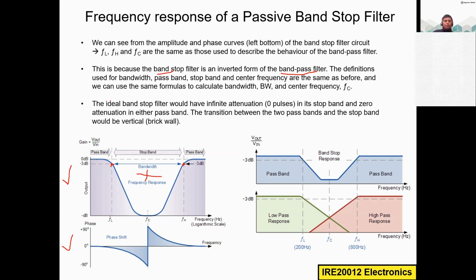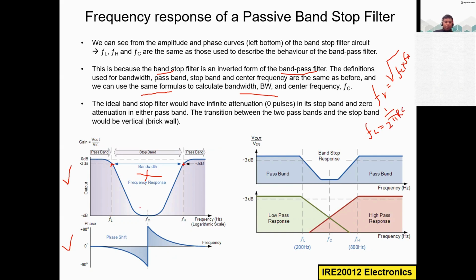So we can use the same formulas for all the calculations. The cutoff frequency is 1 divided by 2 pi RC, and FR, the resonant frequency, is equal to the square root of the lower cutoff frequency multiplied by the higher cutoff frequency, so the square root of FL multiplied by FH. And the cutoff frequencies are the same: FL is equal to 1 divided by 2 pi RC.